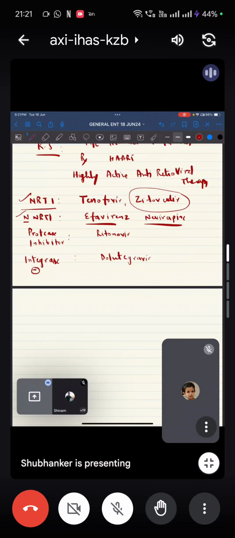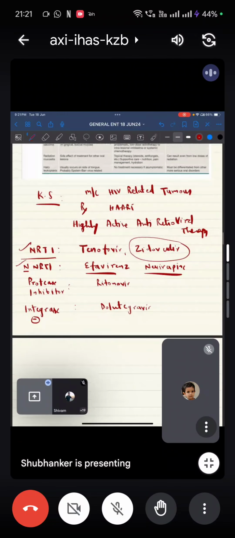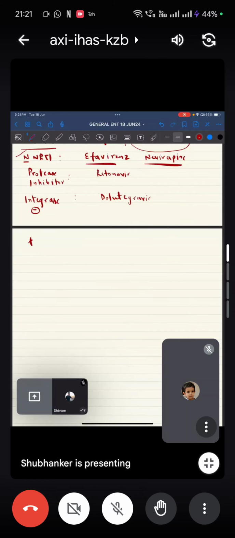They can ask you apart from this, what do you see extra in Kaposi sarcoma? What are the other manifestations of HIV in ENT? These 2-3 things they can give you. So from here there is a potential drug based question also. So that's why drugs become important to you.